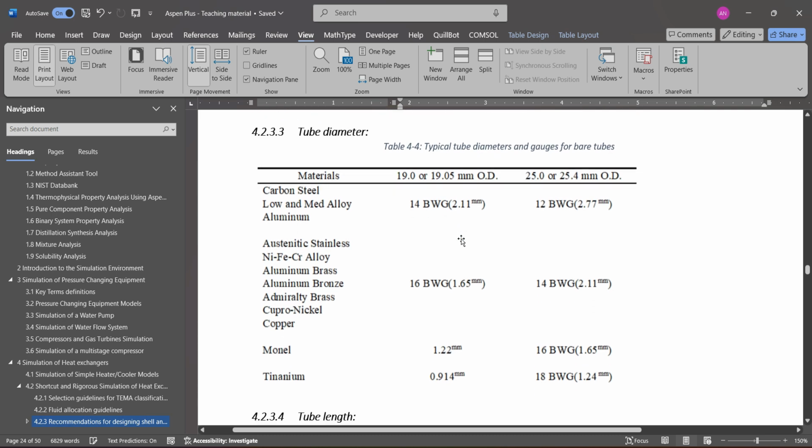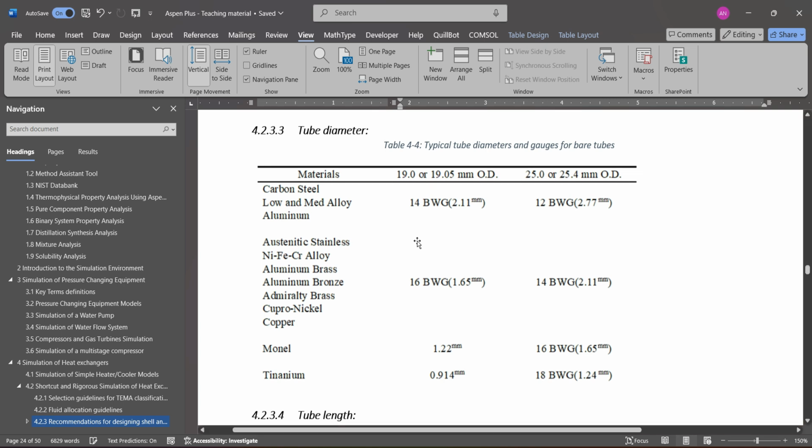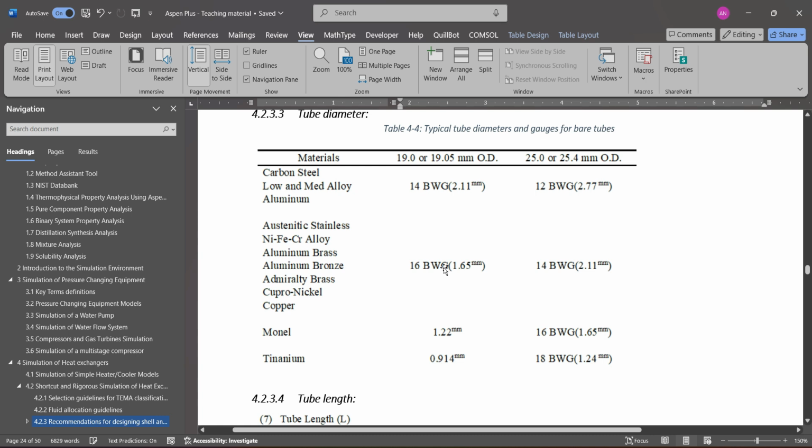Then the tube diameters. The most common tube diameter is 1 inch outside diameter of the tube. But again, another common application is 19.05 millimeter outside tube diameter. These are the common tube sizes used for heat exchanger sizing. For different materials, you can also see what should be the thickness of the tube for certain applications.